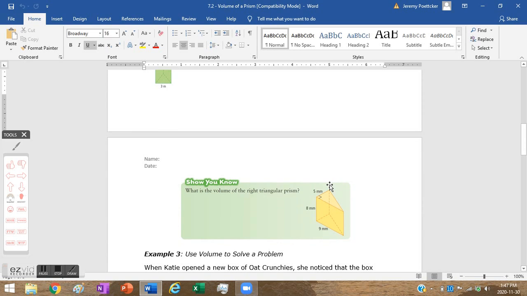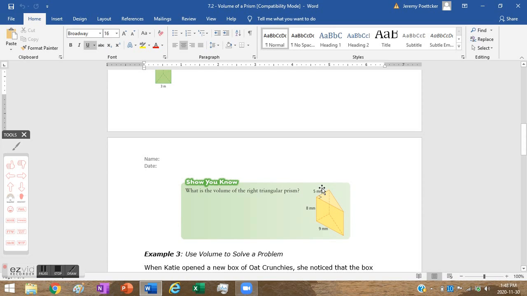All right, here's a show you know. So what I want you to do here is find me the volume. Now, remember when you're finding the height of the triangle, that's going to be perpendicular to the base. So if you think back to grade 6 math when you studied perpendicular lines, perpendicular means it's at right angles.